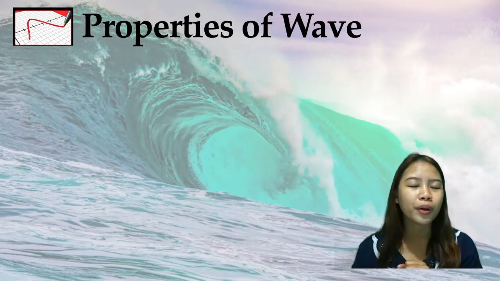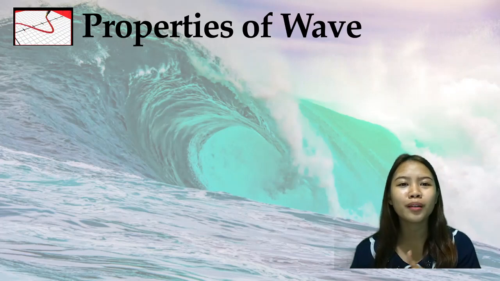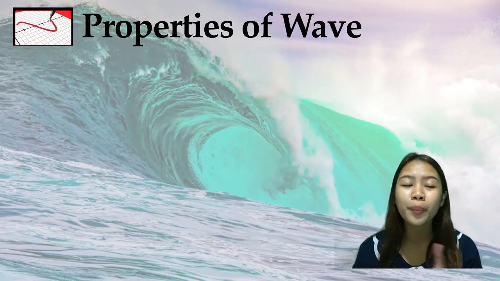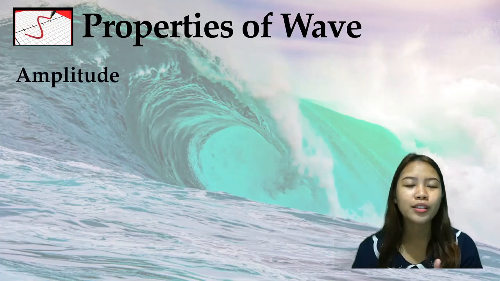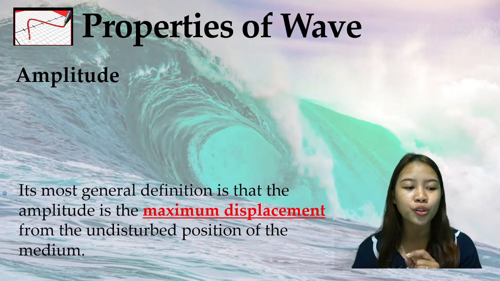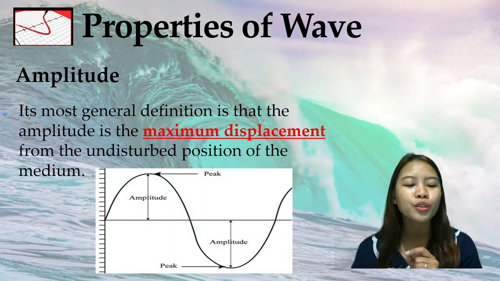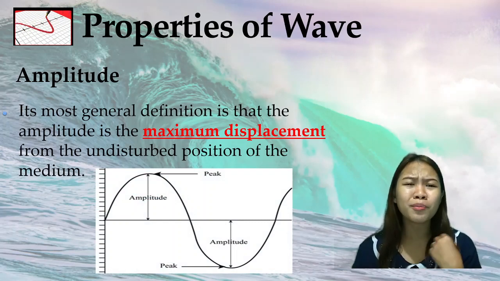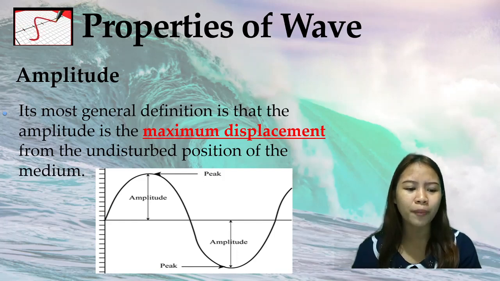So, that's for our types of mechanical waves. So, let us get to know here what are the different properties of wave. So, first, let us have here the amplitude. So, what is this amplitude? So, this is the maximum displacement. The maximum displacement sa ano, miss? Okay.